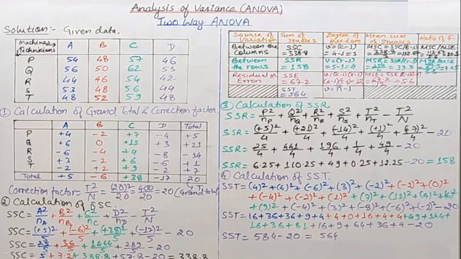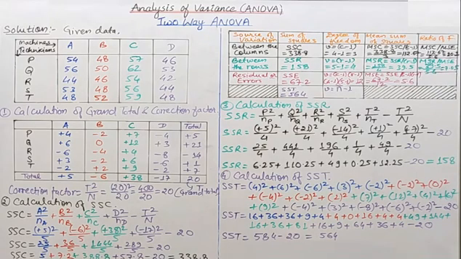Right, now we can easily find out the correction factor. The correction factor is equal to T square upon N. So the value of T is 20, and N is the number of observations. So the total number of observations is 20. So the value of the correction factor will be equal to 20. Now we will calculate the value of the SSC.